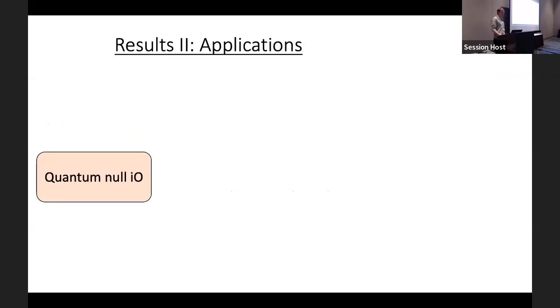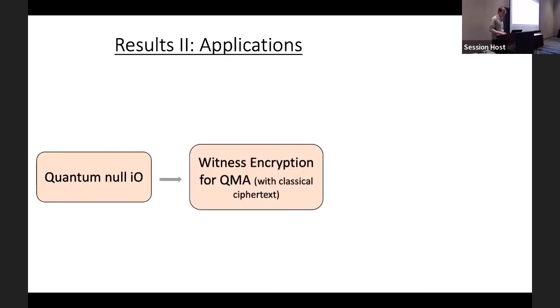Good, so now I'll move on to discuss applications. Again, because it's probably not very clear that quantum null IO even has applications. The first thing we show is that our notion of quantum null IO is still powerful enough to imply this notion of witness encryption for QMA that I mentioned earlier in the talk.